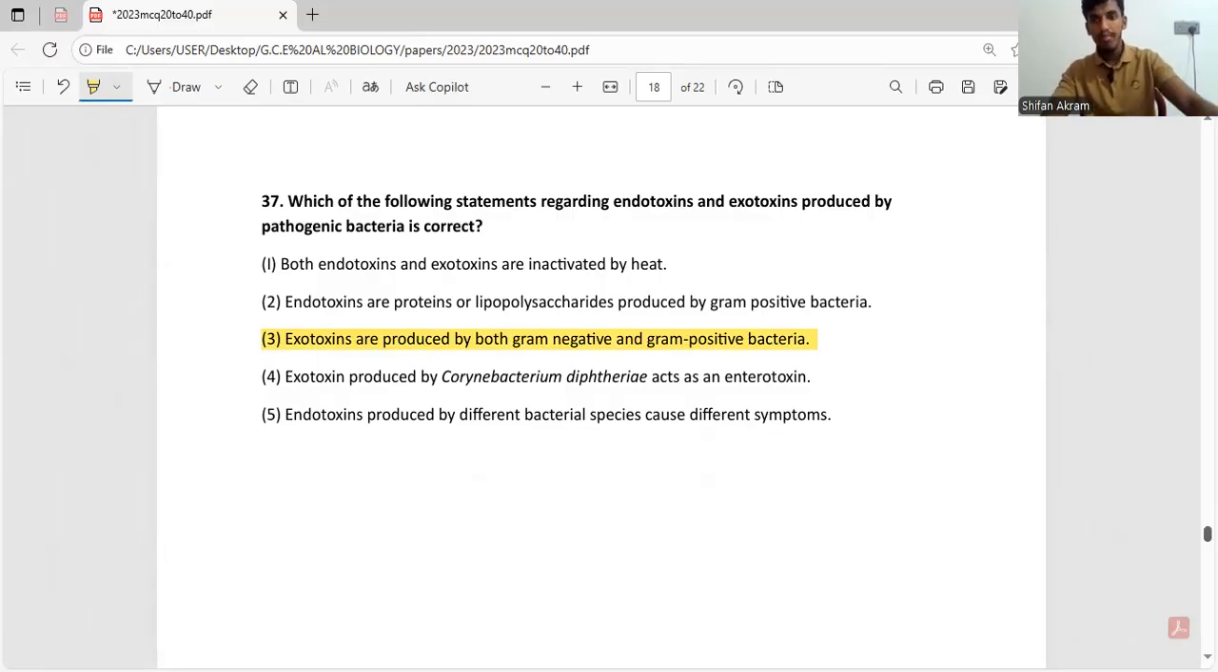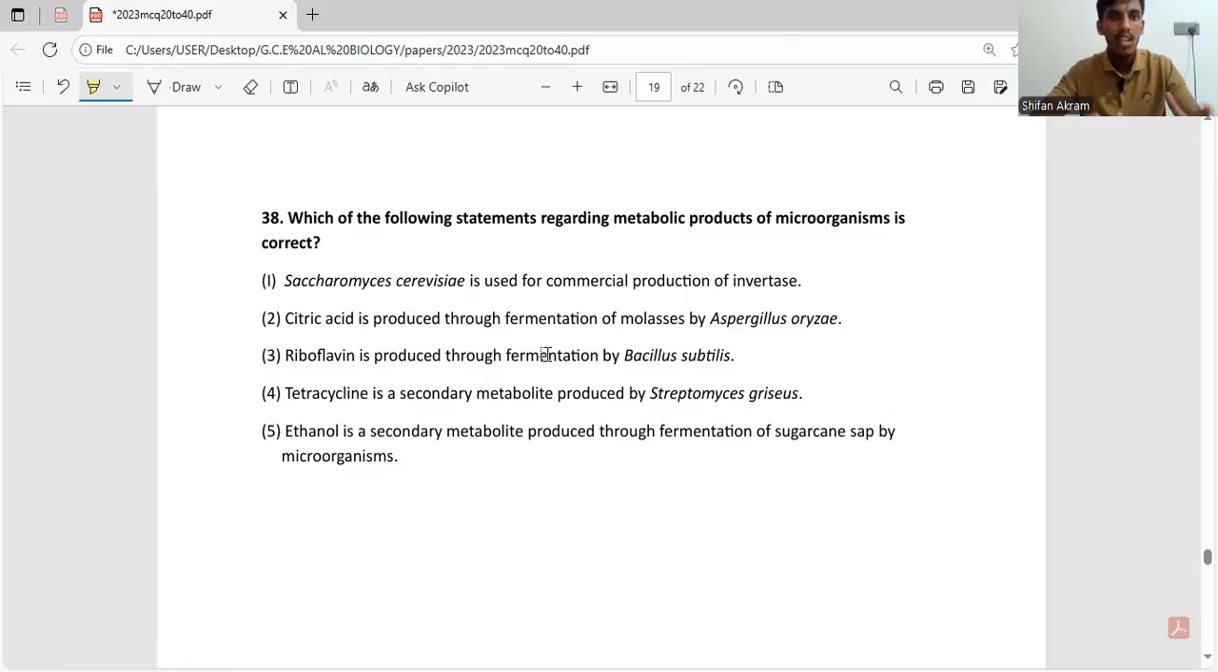Now let's go through question 38. Which of the following statements regarding metabolic products of microorganisms is correct? Okay. First, there are Saccharomyces cerevisiae used for the commercial production of invertase. We know invertase is an enzyme and it is produced using Saccharomyces cerevisiae. That statement is correct.